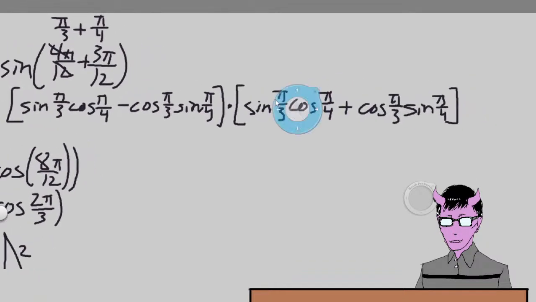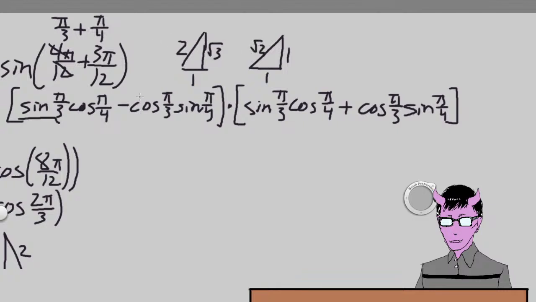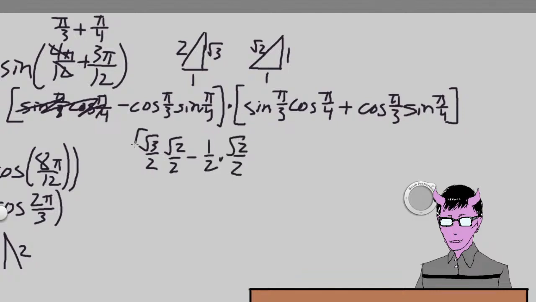So fairly simple reference angles. We have the wide angle into the positive root 3. And then we have the 45, 45, 90 in quadrant 1 again. 1, 1, root 2. So sine of, doing this one first, root 3 over 2, root 2 over 2, minus 1/2 times root 2 over 2. Close the brackets.